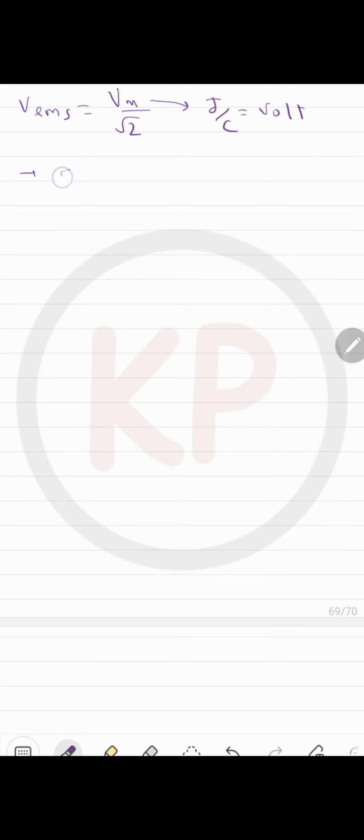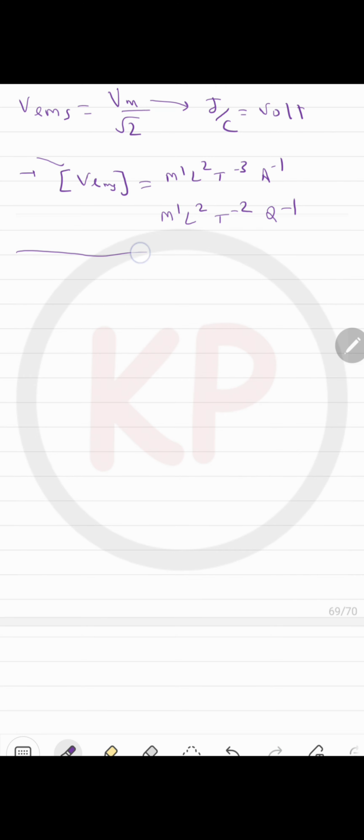Its dimensional formula of Vrms is same as that of voltage. It is M1 L2 T minus 3 A minus 1. I have derived this thing in chapter number 2 as well. So if you want to see the derivation of dimensional formula of voltage, you can see that in chapter number 2. I will suggest you to see all the videos in sequence so that you can learn it very easily. So this will be the dimensional formula of Vrms.